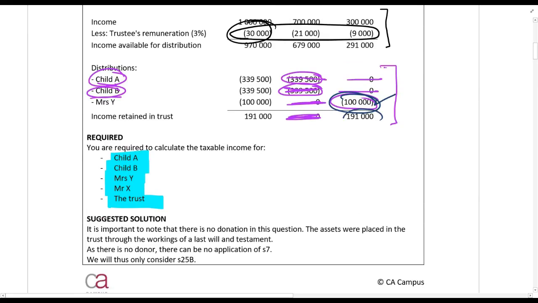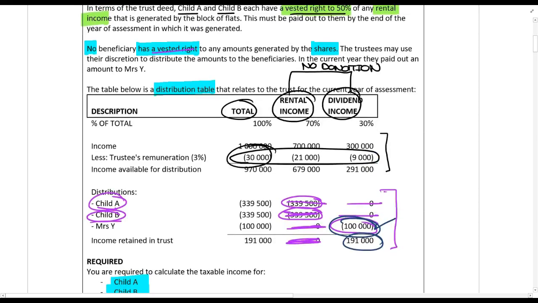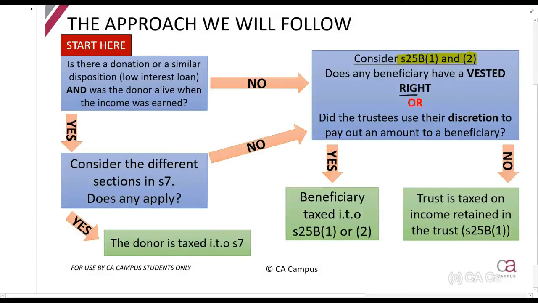Then the 191,000 rands that is retained in the trust. Does somebody have a vested right to it? What is this? This is dividend income. They tell you no one has a vested right to it. So I'm going to take you here. Does someone have a vested right to it, or did they pay it out? This question you can never ask for the income retained in the trust, because if it's retained in the trust, they didn't pay it out.